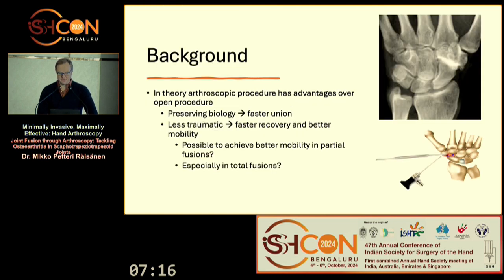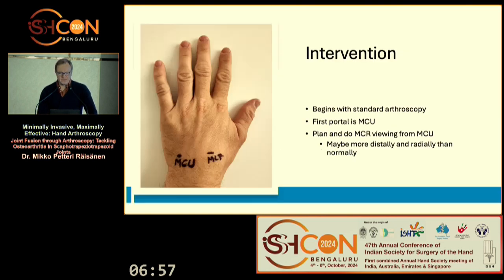In theory, the arthroscopic procedure has advantages over the open procedure: preserving biology, maybe faster union, less traumatic, faster recovery, and better mobility. But I have to say that I'm not always so sure if they are true in partial fusions, and especially if somebody does arthroscopic total fusions.